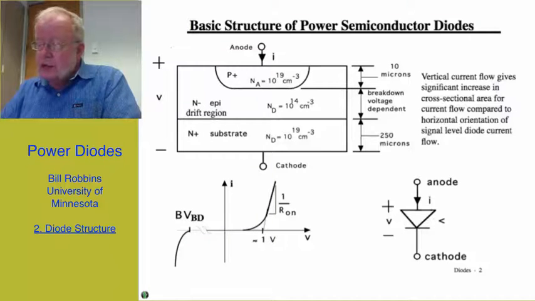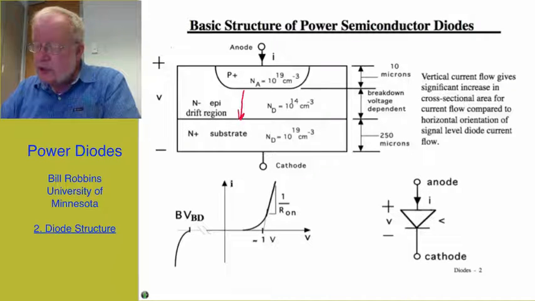There are three layers to the power diode: a P plus anode region, which is very heavily doped, a more lightly doped epitaxial region, which is often called the drift region, and the thickness of this drift region, which I'm illustrating right here, is dependent on the breakdown voltage requirement. And finally we have a very heavily doped N plus substrate, which the cathode is connected to.